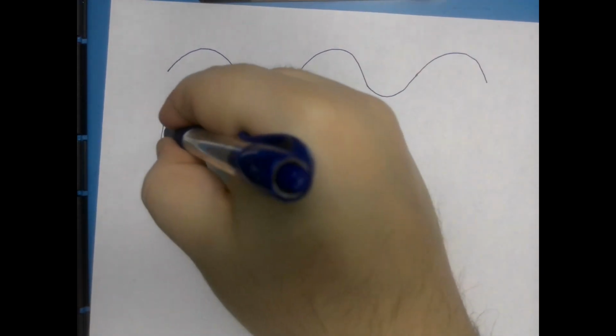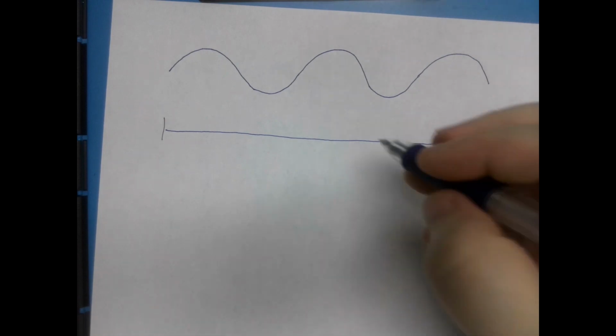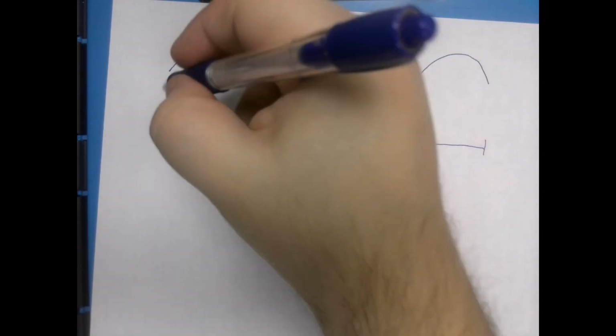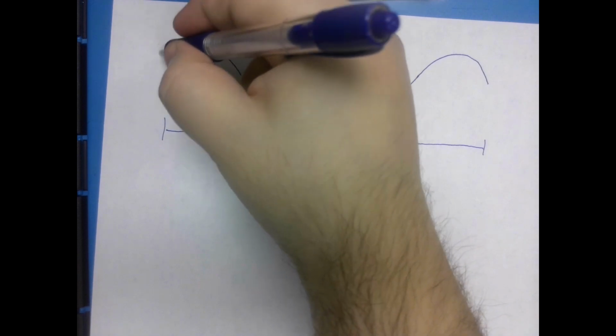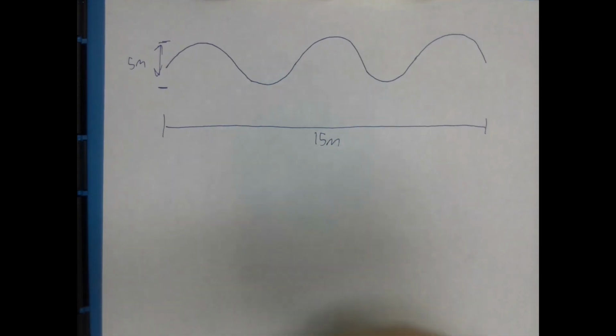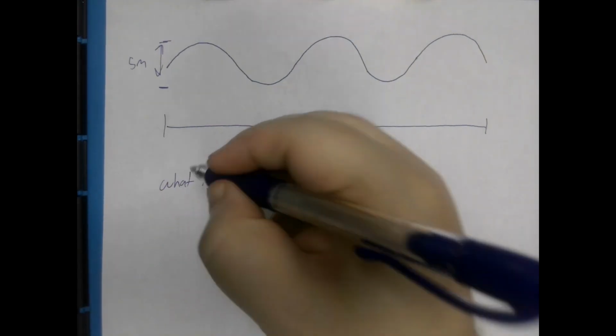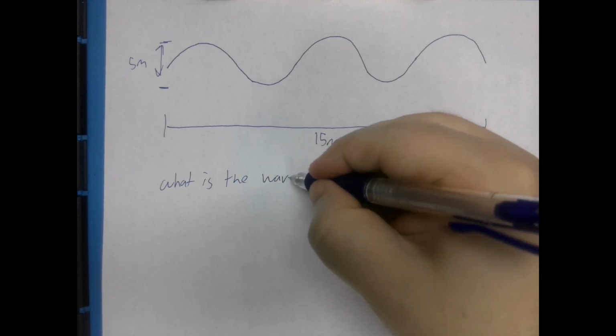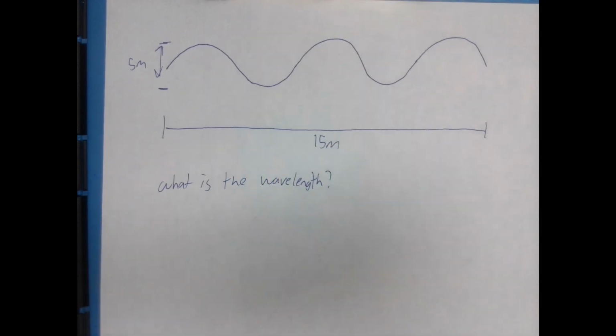So let's say that this distance right here is 15 meters. The distance from the trough to here is 5 meters. What is the wavelength? How many waves are there in total? Is there 3?